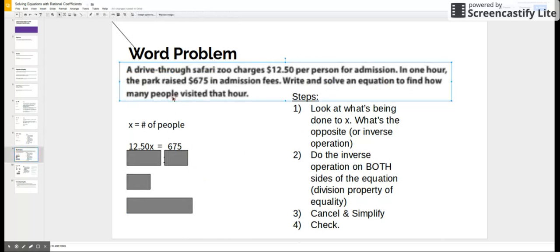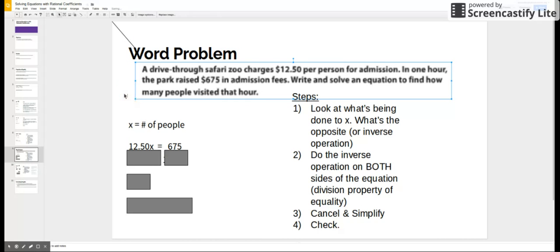Okay, here's a word problem. It says a drive-through Safari Zoo charges $12.50 per person for admission. In 1 hour, the park raised $675 in admission fees. Write and solve an equation to find out how many people visited that hour. So if it's $12.50 per person, I'm going to make x equal to the number of people.